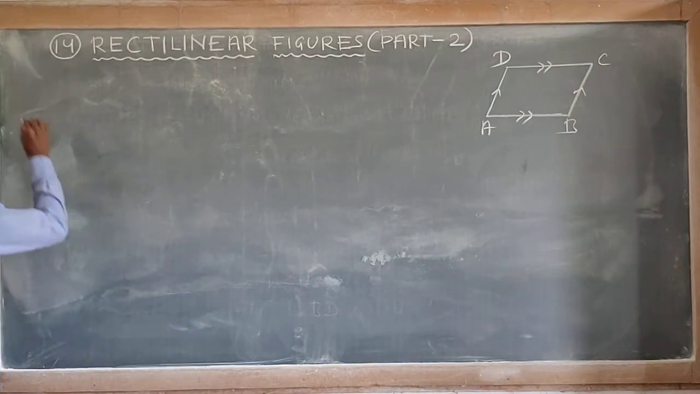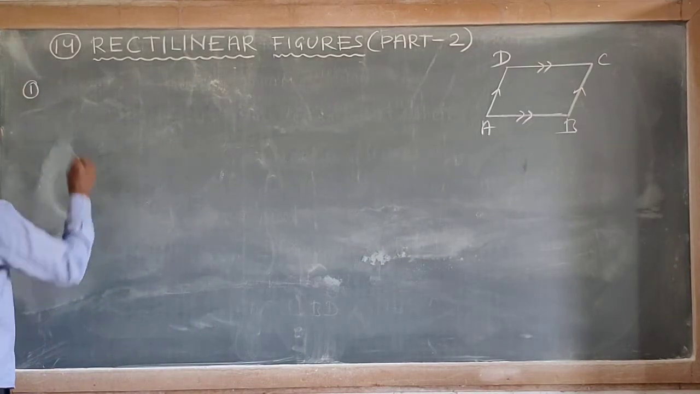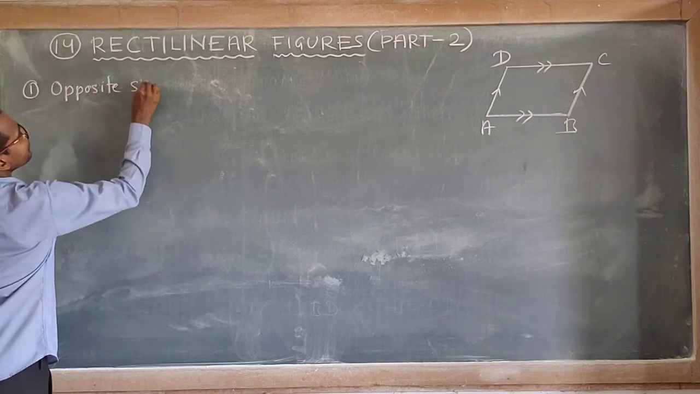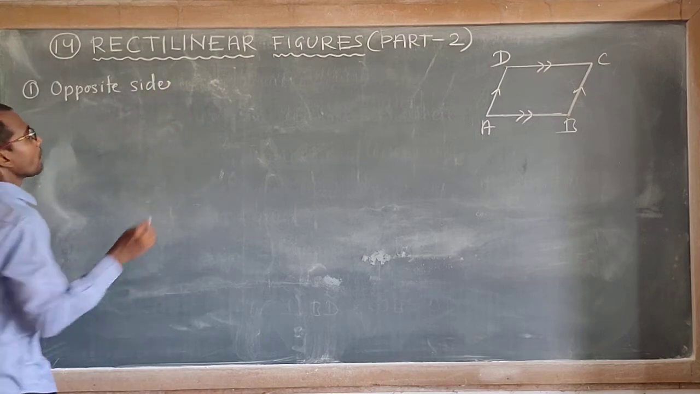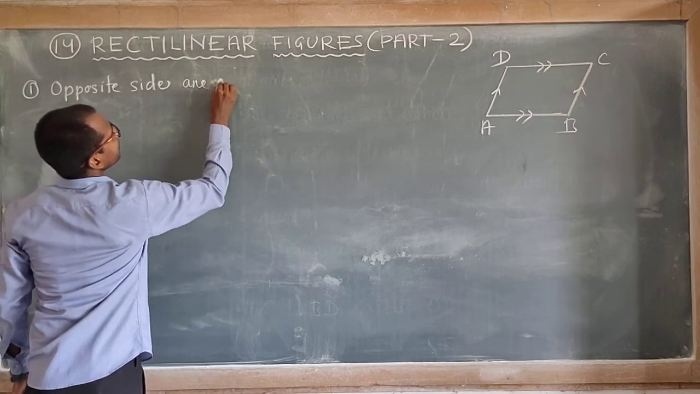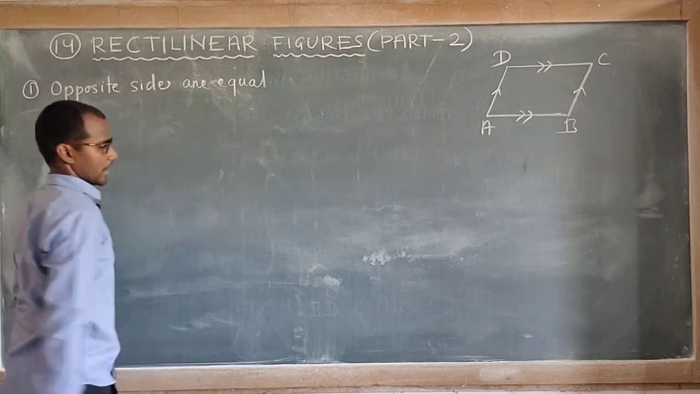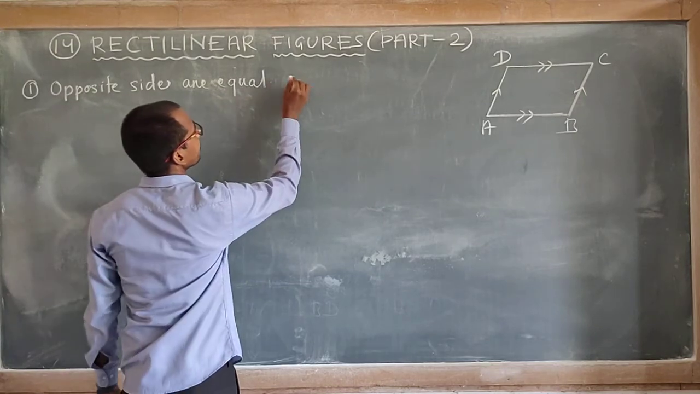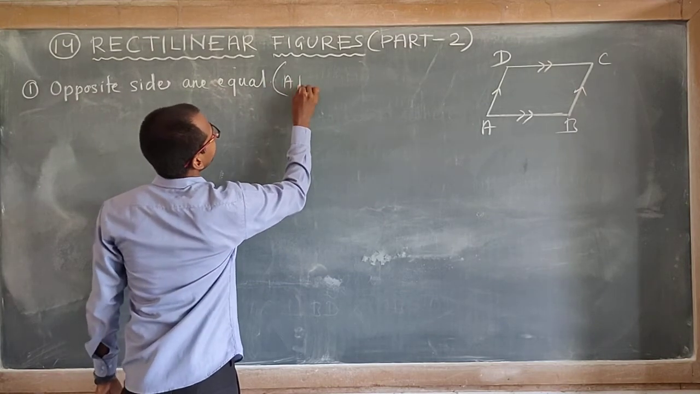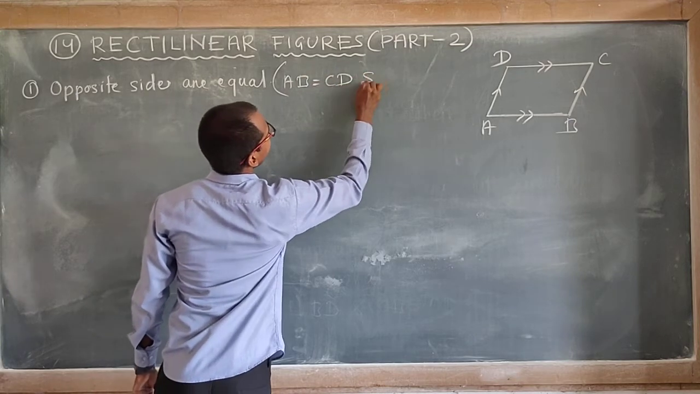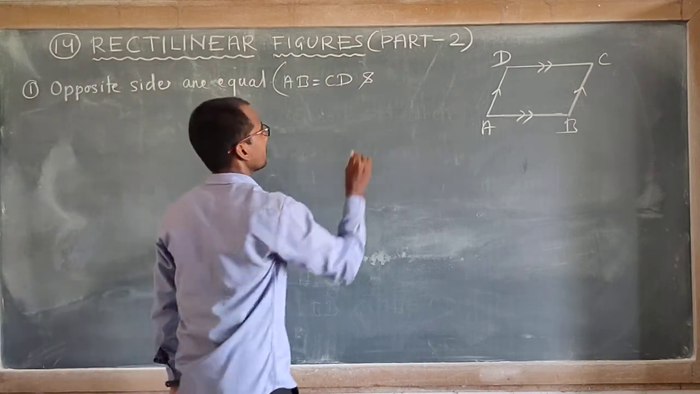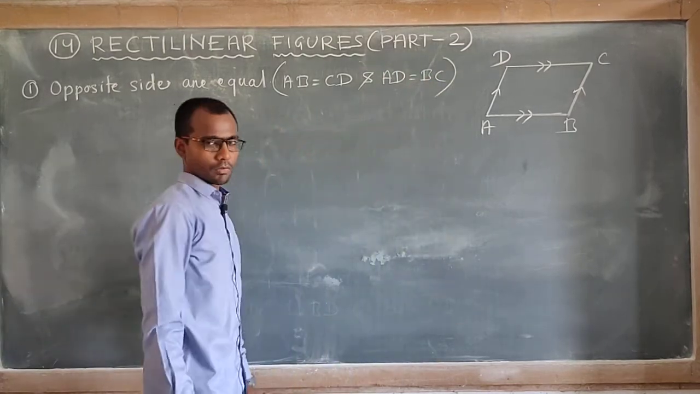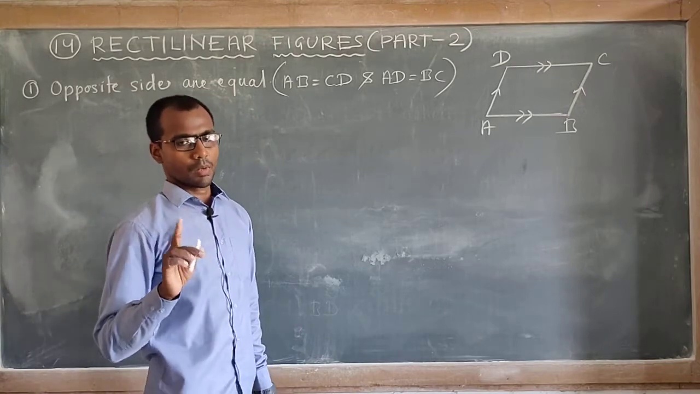Number one property, opposite sides are equal. That means in this case AB equal to CD and AD is equal to BC. So remember this, in a parallelogram opposite sides are equal.